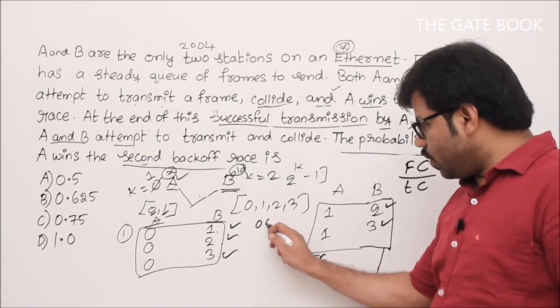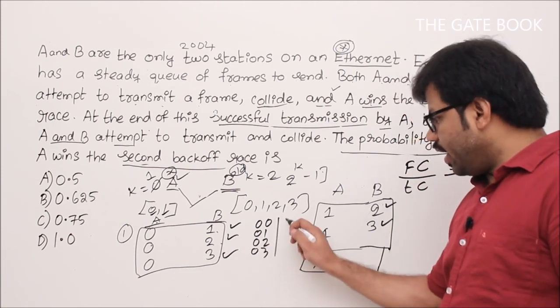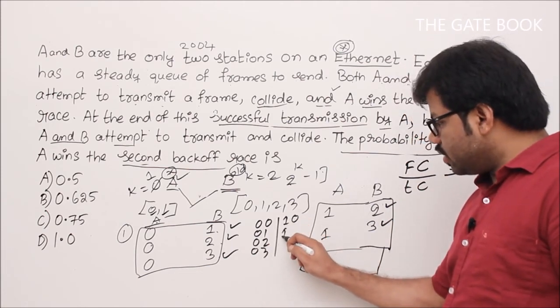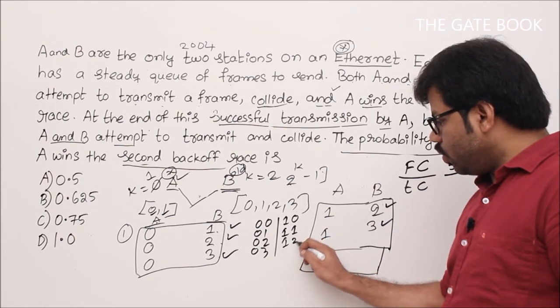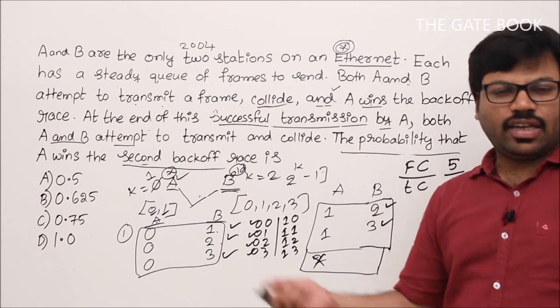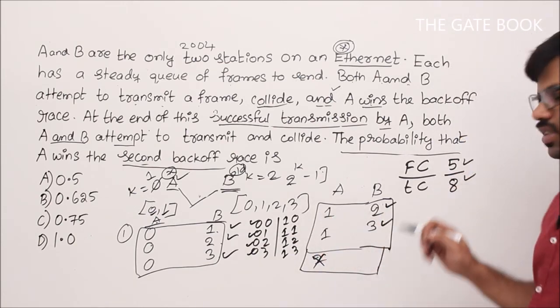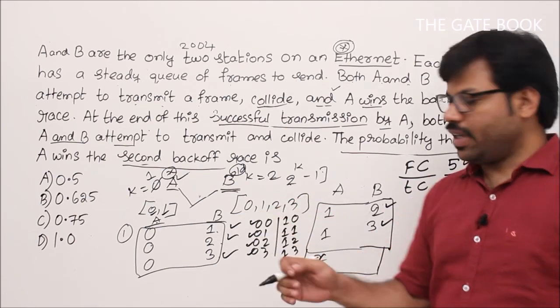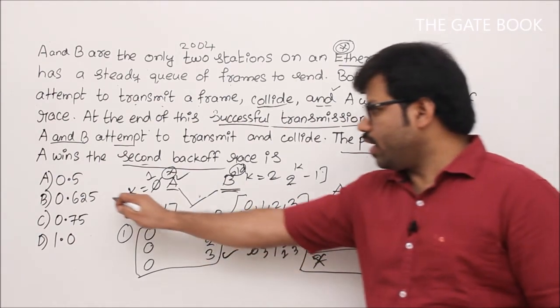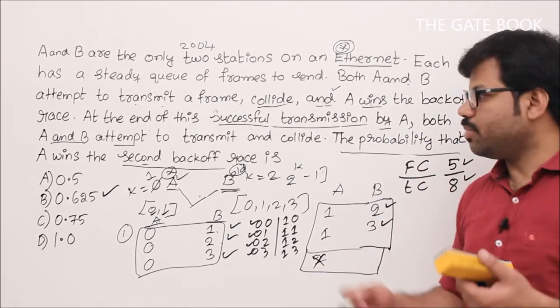See, (0,0), (0,1), (0,2), (0,3). Now when A takes 1, again B can take 0, otherwise 1, 2, 3. All these cases are equiprobable, correct? Anything can happen. So out of 8, 5 are favorable cases. That's why 5 by 8 is the probability. If you calculate 5 by 8, you get 0.625. In that way we can answer this question. Okay, this is method number 1.